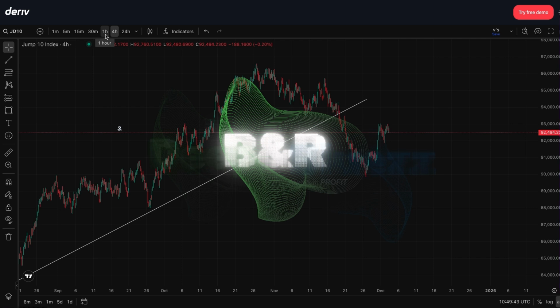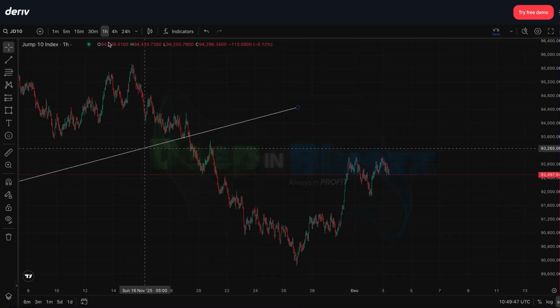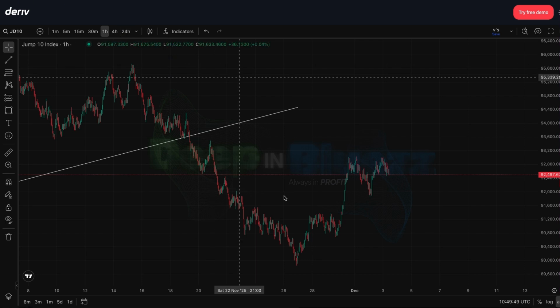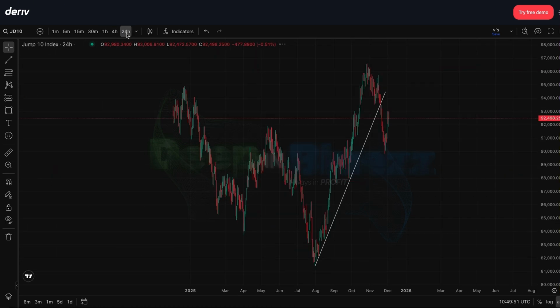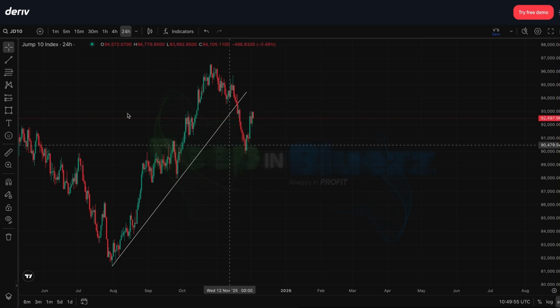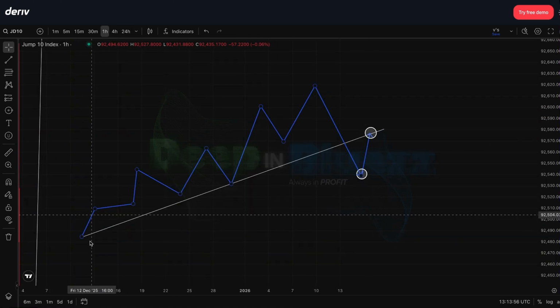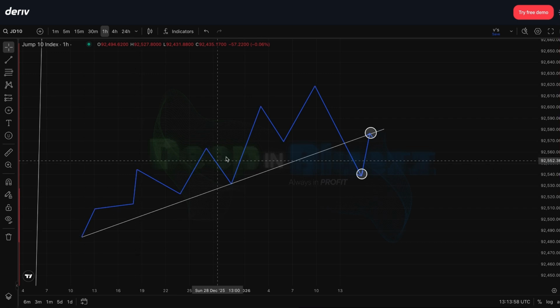So for breakout and retest, we are going to patiently wait for the market. The fact that it was initially on a higher time frame, we got the breakout on the higher time frame without the retest. This is basically an illustration of a proper breakout and retest.